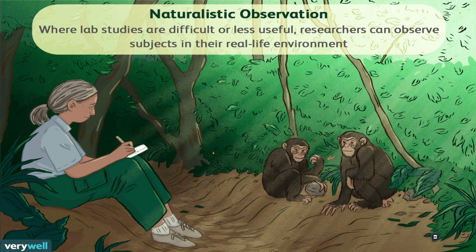We're just collecting data. Naturalistic observation is when we look at people or different animals in their natural environment without being seen. We're staying out of their way. We want to see their natural, true behavior.